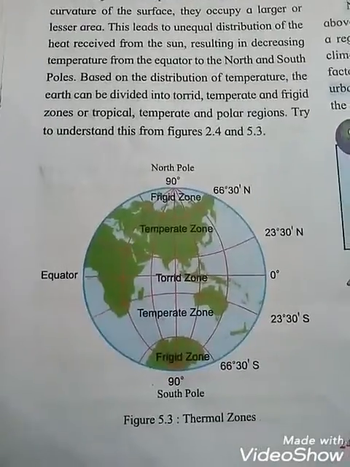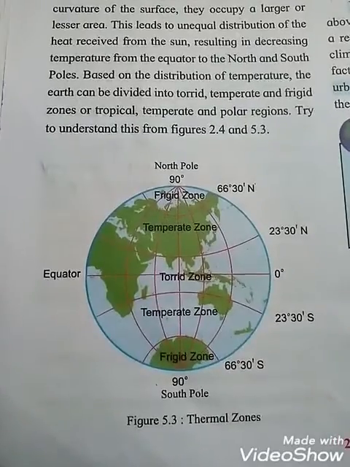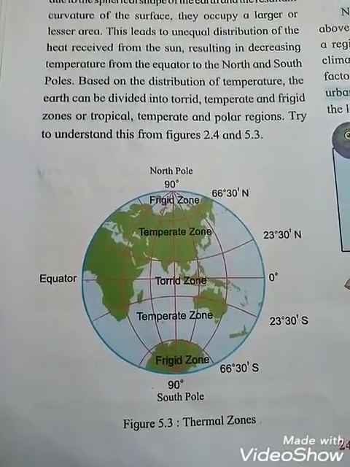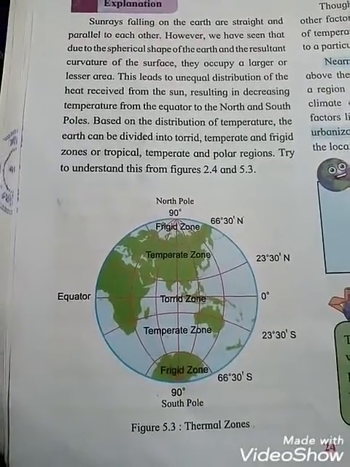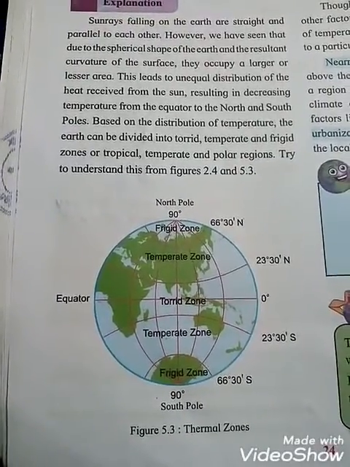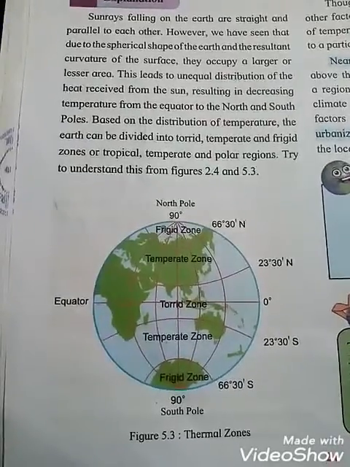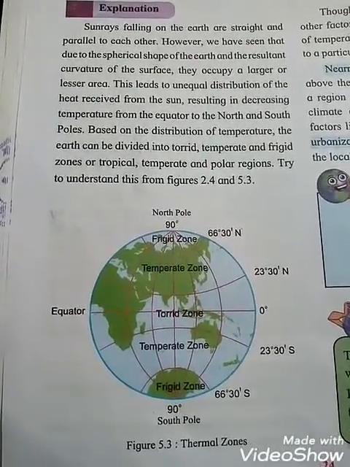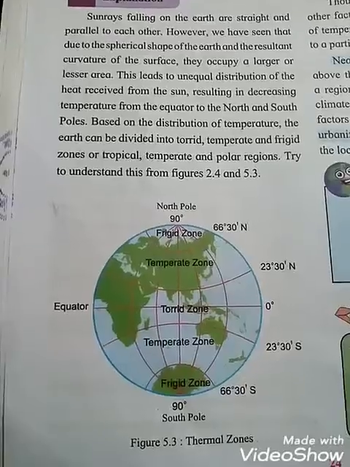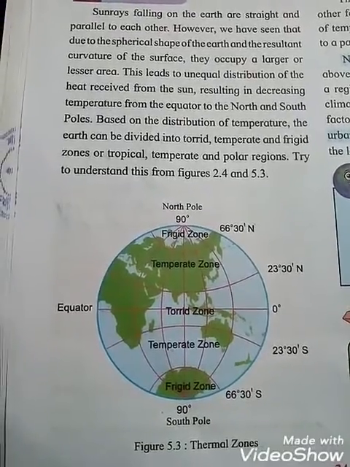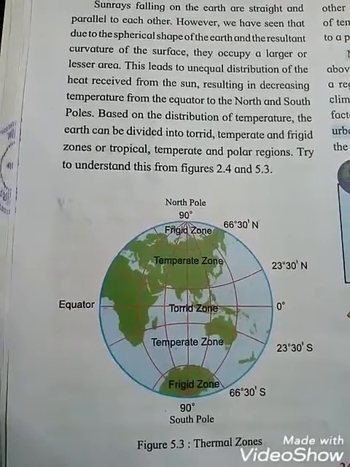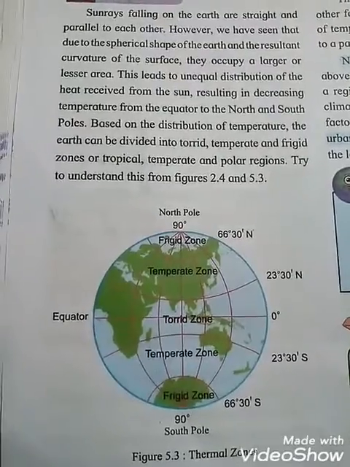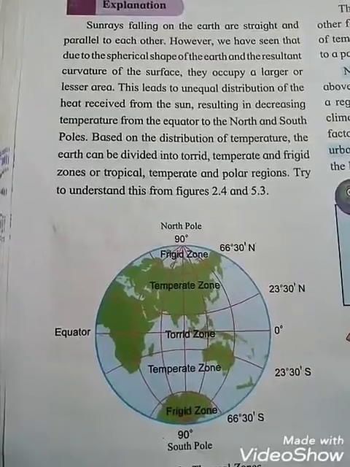So try to understand this from figures 2.4 and 5.3. See students, the equator at 0 degree is the torrid zone. In that place the sun rays are very direct. Afterwards it starts decreasing, from the temperate zone to the frigid zone, from the equator to the north and south poles. See that the north pole at 90 degrees is the frigid zone, the temperate zone begins at 23 degrees 30 north, and the frigid zone at 66 degrees 30 north.